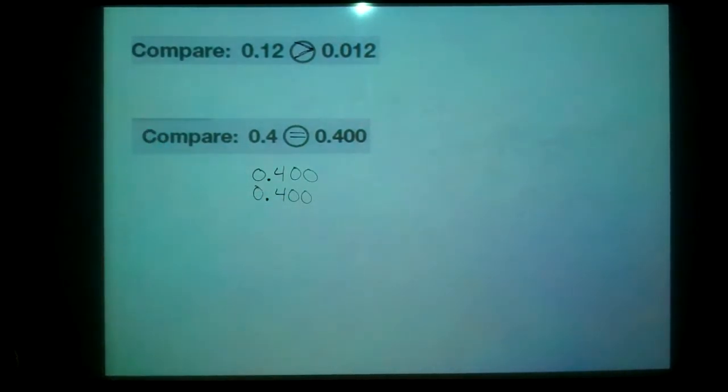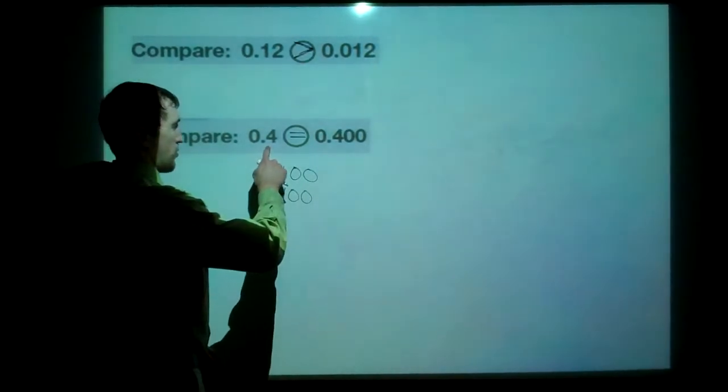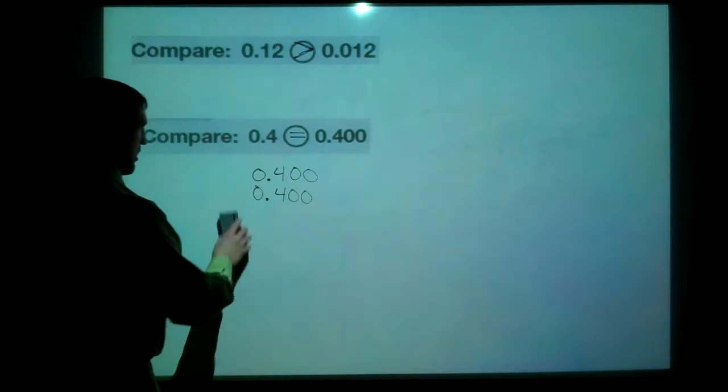If I were to turn those into percents, we would get 40% for both of these. So this is 40%, this is 40%. Or the way to read it, decimalized, 4/10 is what we have there. And they are equal.